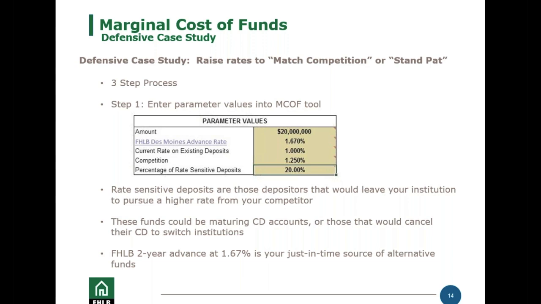So next, let's see what the tool tells us. Given the rate-sensitive nature of your depositors, does it make sense to price up to the competition at 1.25%, or should you stand pat and hold the line at 1%? Like all good mysteries, the storyline is often in the details, and this example is no different. Next slide, please.